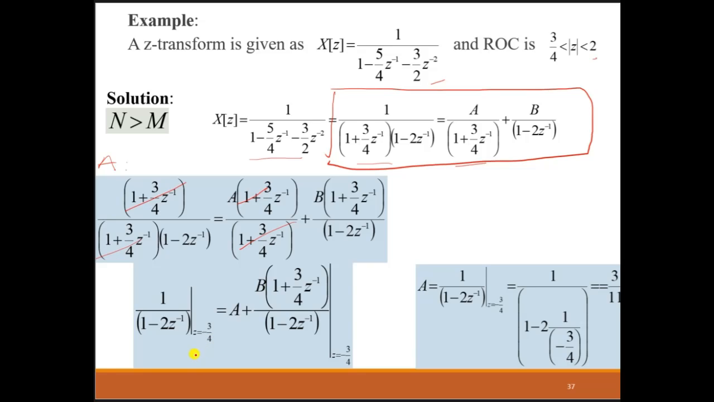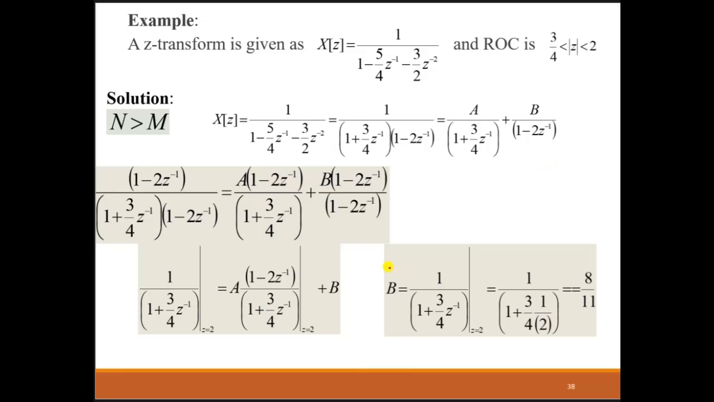So dekat sini gantikan Z equals to negative 3 over 4, and then you have here 3 over 4, so nanti you dapat ni jadi kosong. Alright, so A equals to 1 over 1 minus 2Z to the power negative 1, gantikan Z dengan 3 over 4, so you dapat persamaan ni, and then you kira you dapat A equals to 3 over 11. Alright, and then the next one, okay, kita cari for B pula.